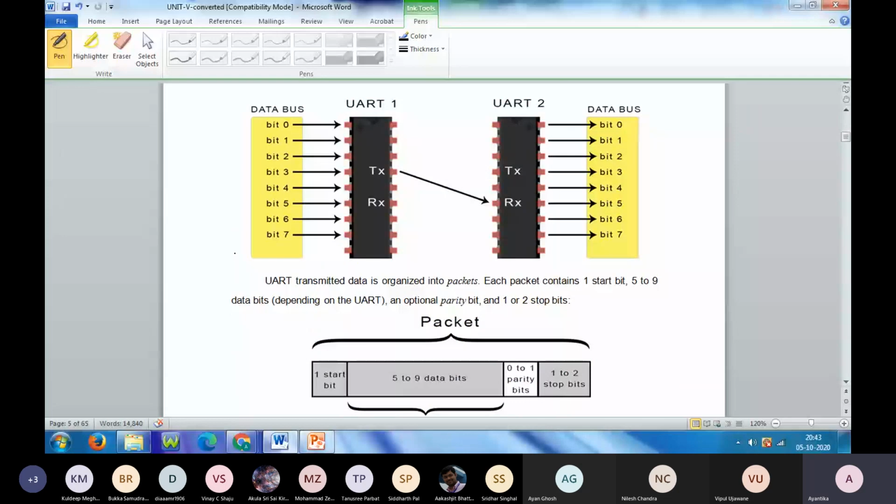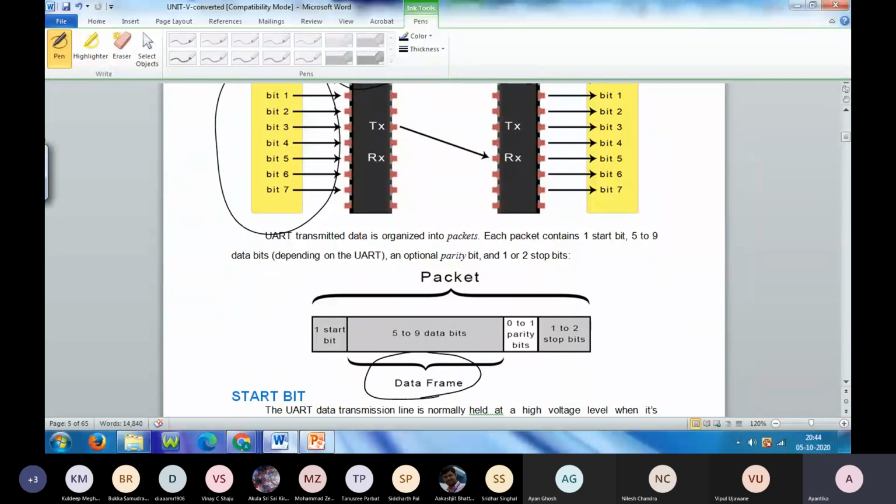transmission takes place. Whenever we are thinking about two UART modules, they have their own transmitter and receiver pins. What type of data is exchanged? Whenever one UART receives parallel data, it transmits the data in the form of serial communication, and it forms a data frame. In that data frame, we consider one start bit. That means whenever the receiver receives this frame, it will understand that the first bit is only a start bit, and that start bit is not related to my valid data. It is not for my actual data. Next, these are my 5 to 9 data bits. This is my parity bit, which is mainly for error detection.